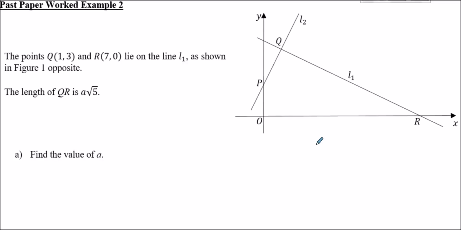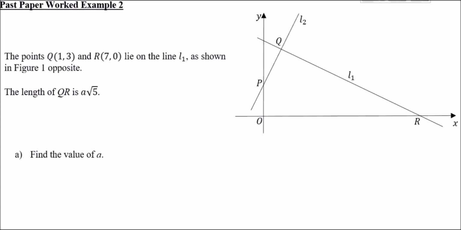Lastly, we finish by looking at another worked example from a past paper, which I've rather unimaginatively called past paper worked example 2. So we've got this diagram to begin with. We've got points Q, which is (1, 3), and R, which is (7, 0), lying on the line L1, as shown in figure 1 opposite. We're told that the length of QR is a root 5, and we need to find the value of a.